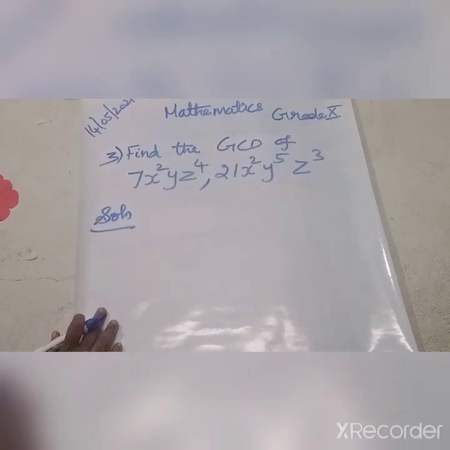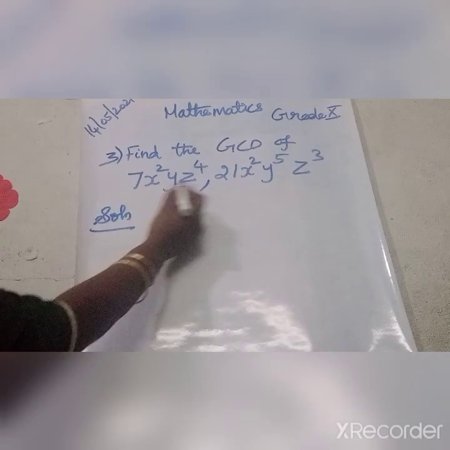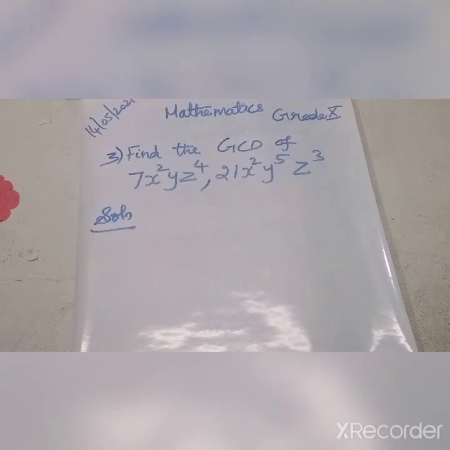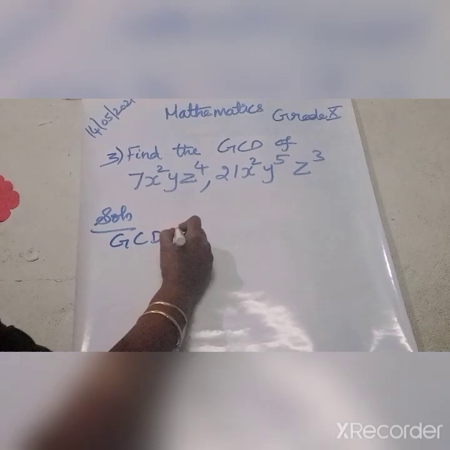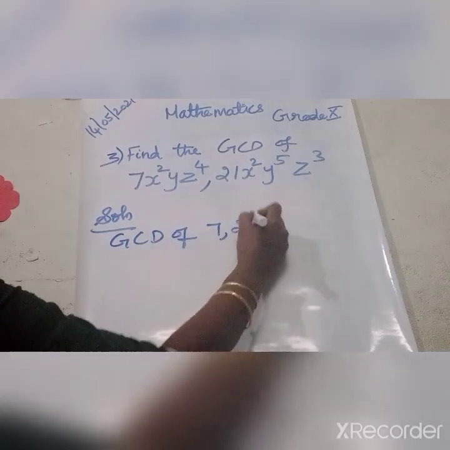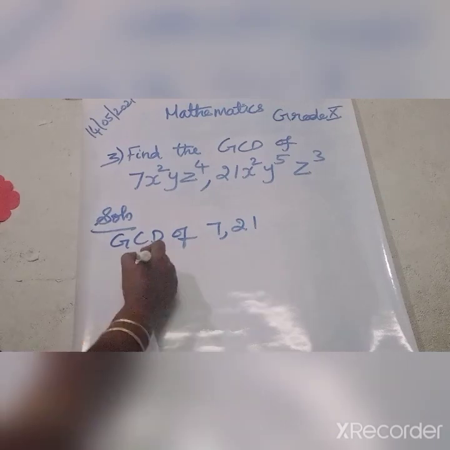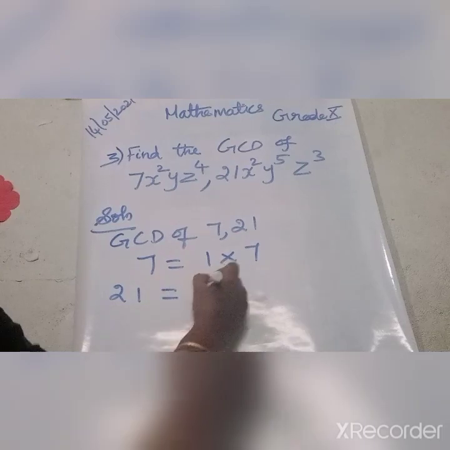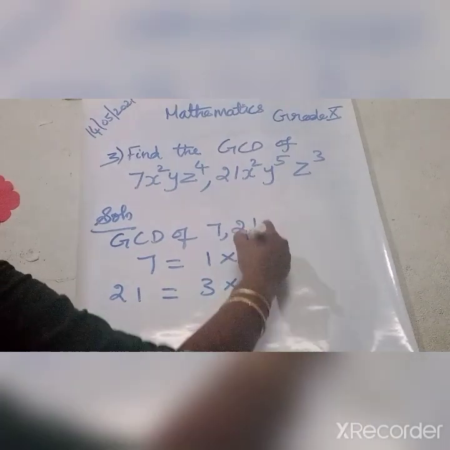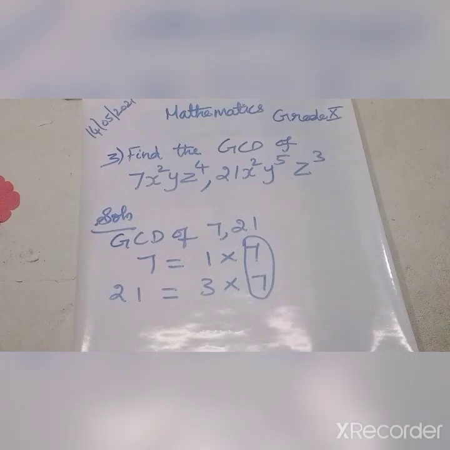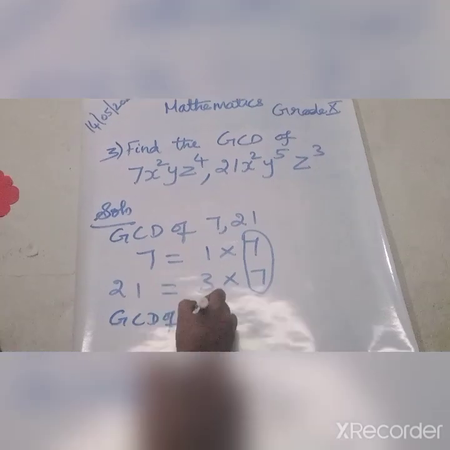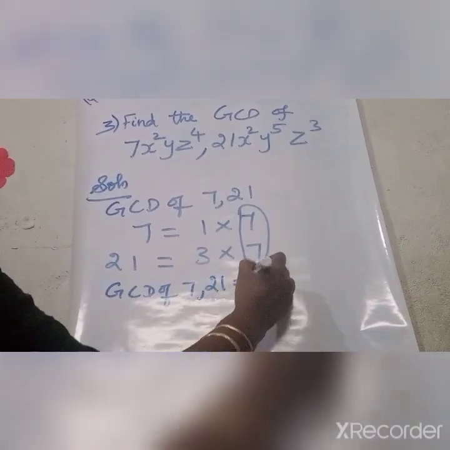Listen carefully. How to find out? Now, first of all, we have to check the numbers. What are the numbers given here? 7 and 21. For that alone, we have to find out the GCD. GCD of 7, 21, first we are going to find out. So 7 can be factorized as 1 into 7. 21 can be factorized as 3 into 7. Which is the common factor for both numbers? 7 is the common. So GCD of 7, 21 equals 7.